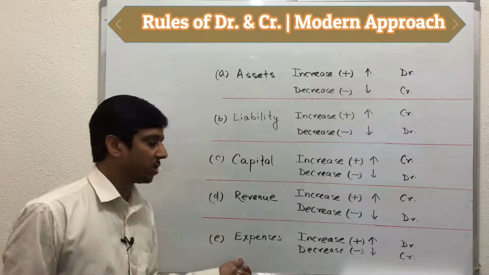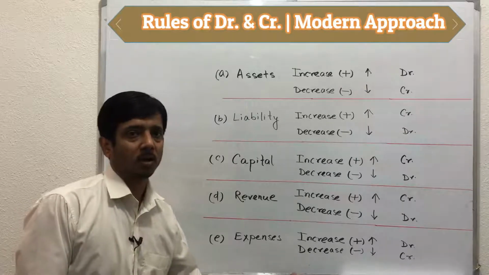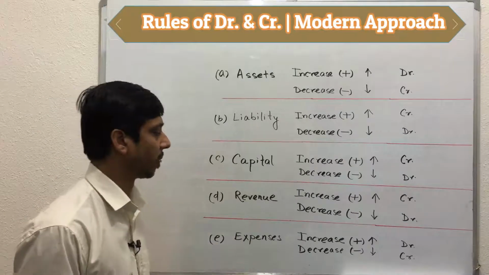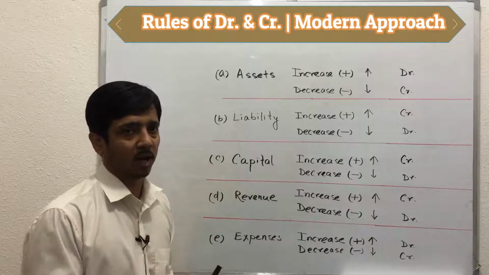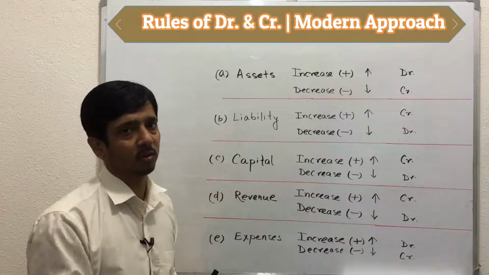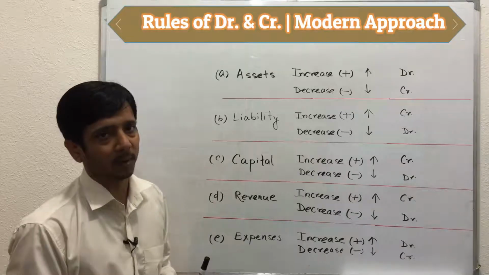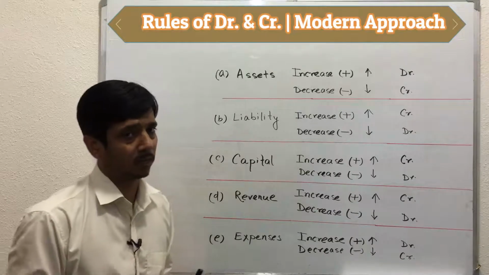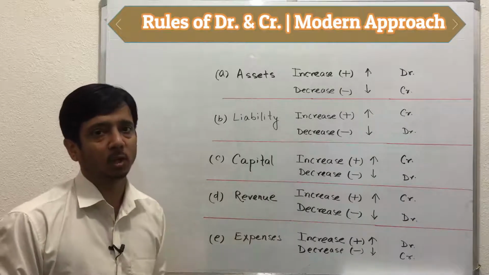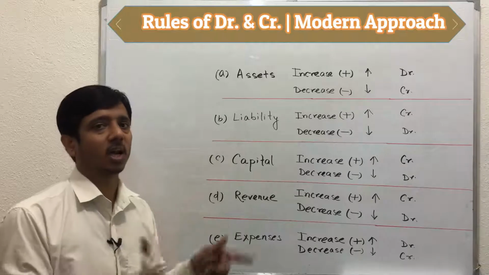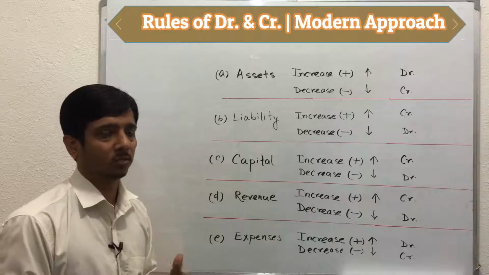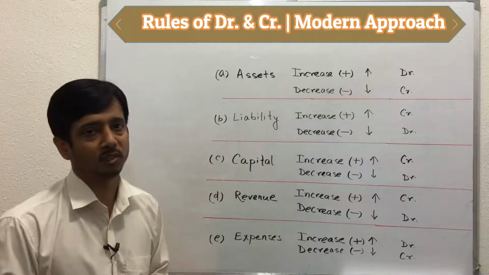The last one is expenses. If there is any expense and the expense increases, it will be debited. If the expense decreases, it will be credited. For example, salaries paid. Salaries is an expense and your expense is increasing because of the payment, so salary will be debited. Either you have made the payment of salary or you have not made the payment of salary, it is an expense. If the expense belongs to the particular period, that is your expense as per the accrual basis of accounting. There are two bases, cash basis and accrual basis. That's another topic of discussion. You can see the other videos.